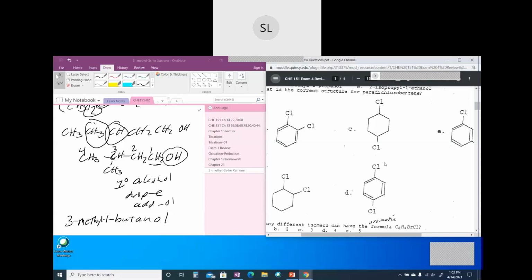So again, you have to be very aware, because many people will pick C because they'll say, oh, that's para. That is not para because that's not benzene. In order for it to be ortho, which is 1,2, or meta, which is 1,3, or para, which is 1,4, it has to be on a benzene ring.